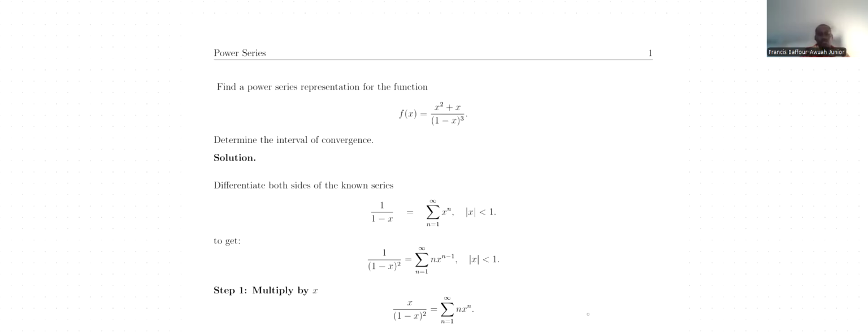All right, so we are asked to find a power series representation for the function f of x is equal to x squared plus x all over 1 minus x cubed, and also determine the interval of convergence. Now you realize that I can actually write this one as x squared plus x times 1 over 1 minus x all cubed. And once I do that, you could tell that this is something that you've seen before. That's the geometric series, right?